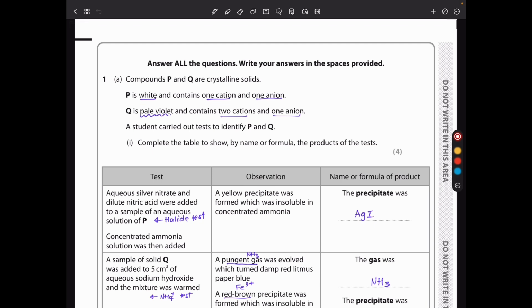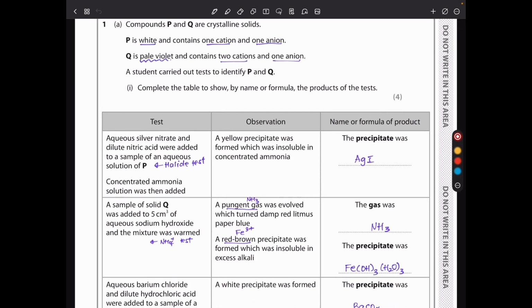In question 1, compounds P and Q are crystalline solids. P is white and contains 1 cation and 1 anion. Q is pale violet and contains 2 cations and 1 anion. A student carried out tests to identify P and Q. Complete the table to show by name or formula the products of the tests.